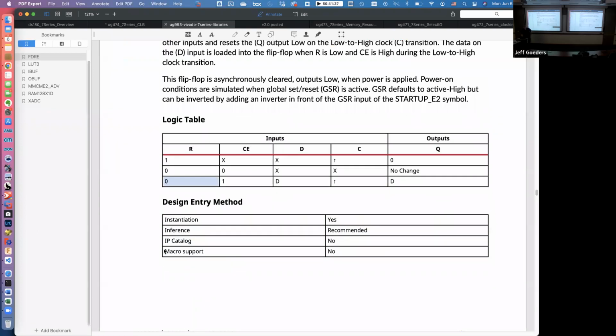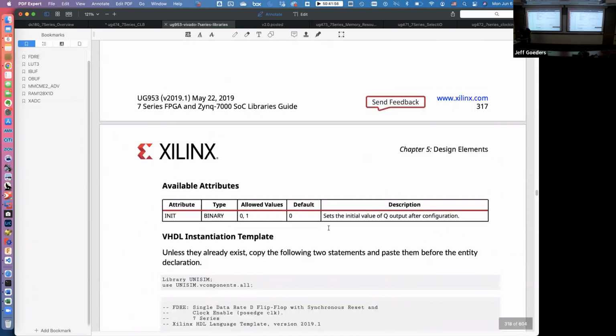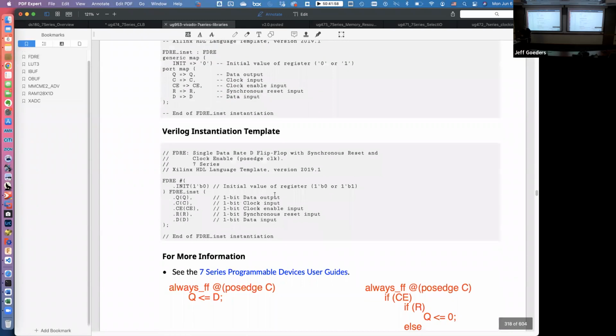And then they ask, can you instantiate that primitive right in your Verilog code like any other module? And the answer is yes. Can you get it inferred? That's kind of what Ben was asking about. And they say recommended. In other words, don't go and write... well, in fact, let's look. They show how to instantiate it. Here's our Verilog instantiation right here in gray.